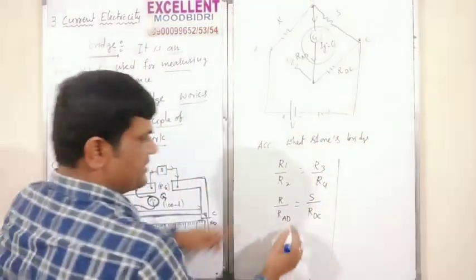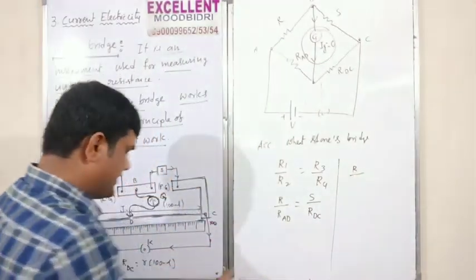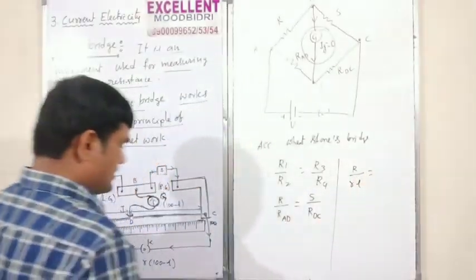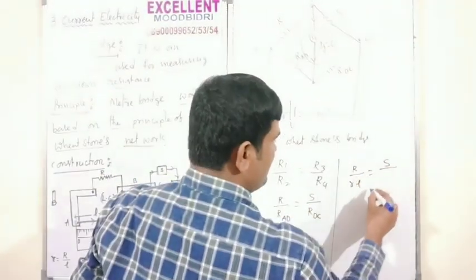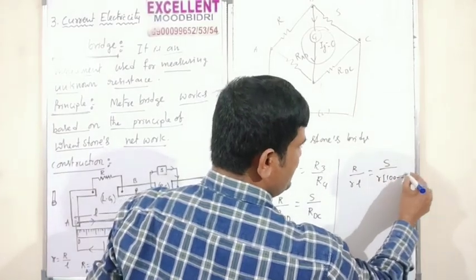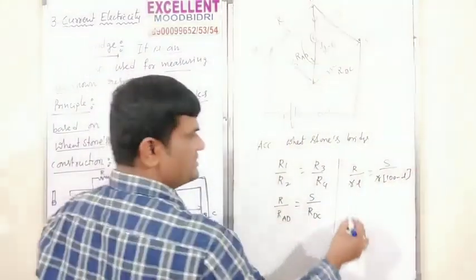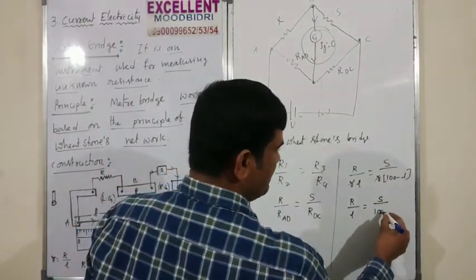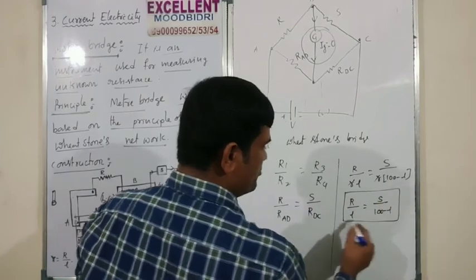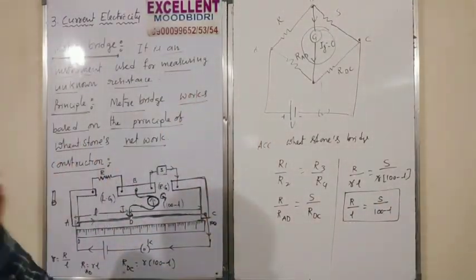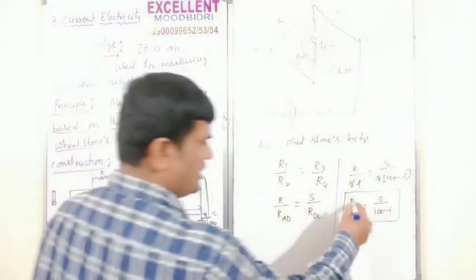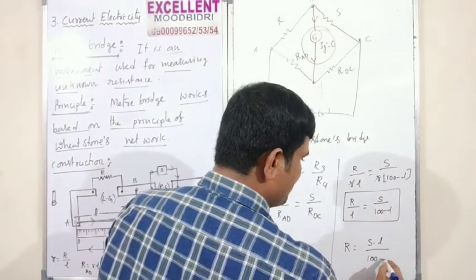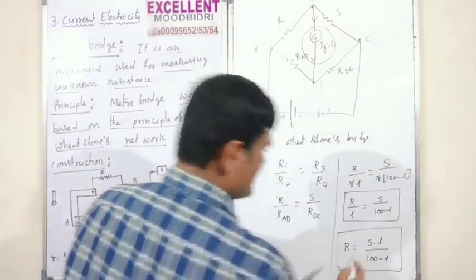Then here, R is equal to R only. RAD is equal to how much? r into L, small r into L, resistance per unit length. Next, RDC is r into (100 minus L) only. So small r gets cancelled. Therefore R by L is equal to S by (100 minus L). This is the Wheatstone bridge formula, the meter bridge formula. So now I want R only. Therefore R is equal to S into L divided by (100 minus L). This is the formula.